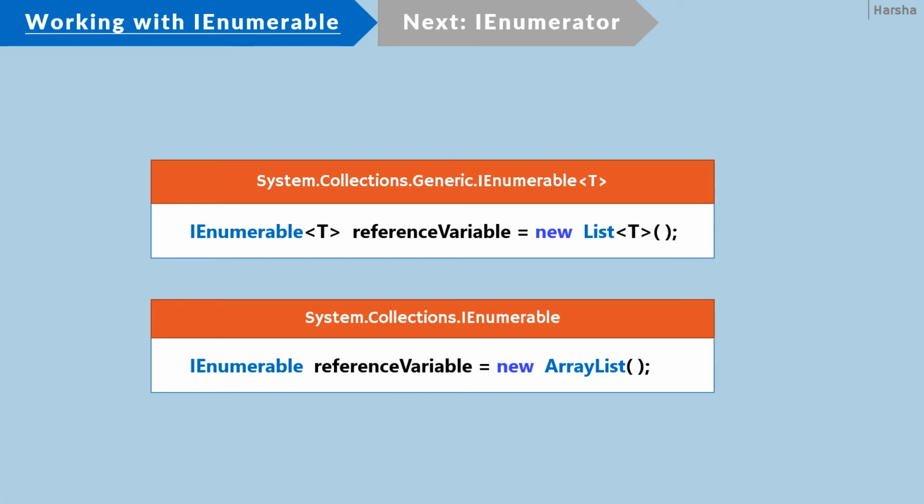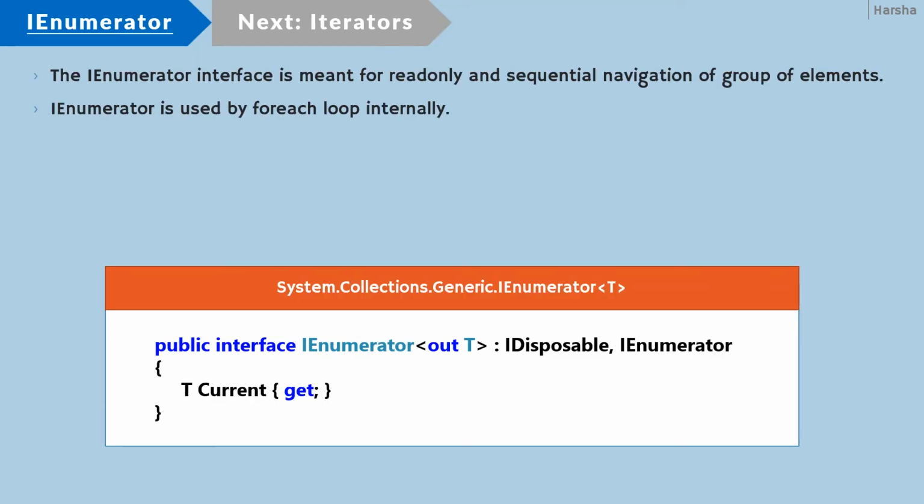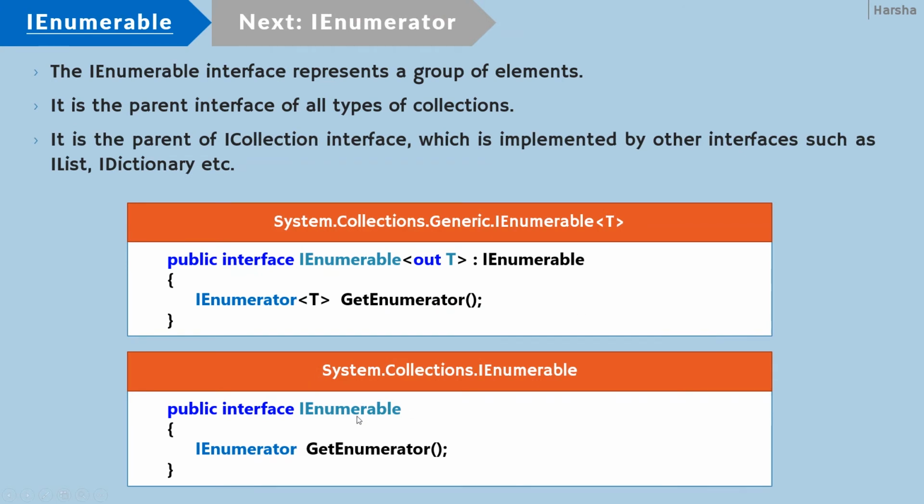Now let us focus on IEnumerator. So IEnumerator is not the child of IEnumerable, but it is an independent interface. IEnumerable actually uses IEnumerator. That means in the IEnumerable, it has a method called GetEnumerator which returns IEnumerator object. The intention of the IEnumerable is to represent a group of elements, so something multiple, something plural is the intention of the IEnumerable.